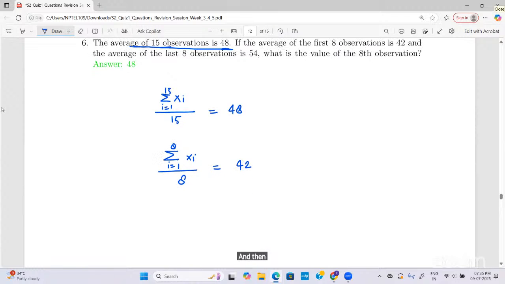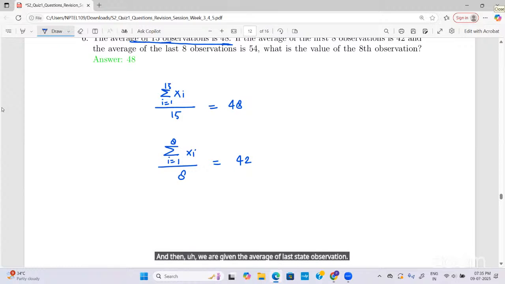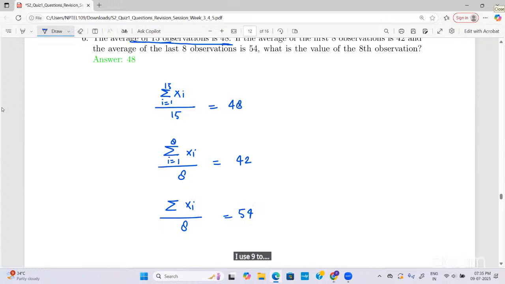And then we are given the average of the last 8 observations. So for the last 8, what should be the value of i here? i is from 8 to 15. One element is common, so it will be 8 to 15, and there will be 8 observations. So 8 to 15 are your last 8 observations. This information is given to us.